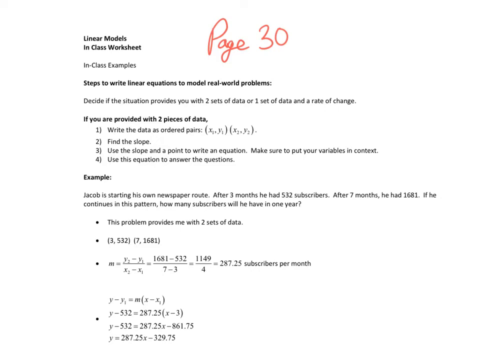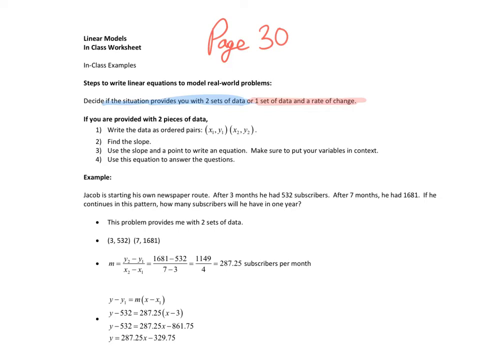And so on page 30 and 31 here, we have some notes that we'll talk through quickly and some examples, and then we'll actually do a couple problems here. Just looking at page 30 here, it walks us through some steps. So we have a decision to make. When we see a word problem, we're looking for ones that either give us two sets of data or one set and a rate of change. And so it turns it into two different types of problems.